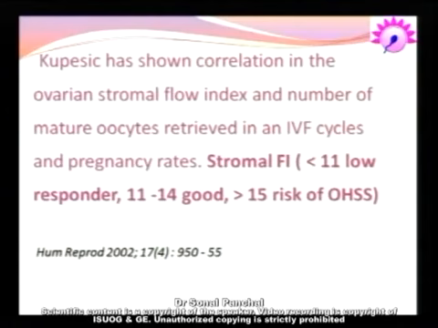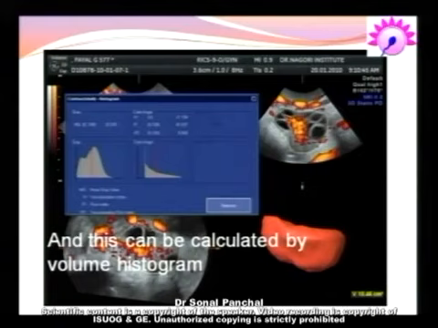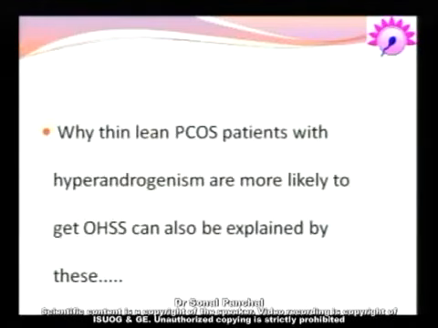Kupesic has taken 3D power Doppler volumes and found the stromal FI, and has defined that if the stromal FI was less than 11, the patient would be categorized as a low responder, between 11 and 14 a good responder, and more than 15 would suggest a high risk of OHSS. And this can be done very easily on a volume histogram. It doesn't consume much time once you have taken your volume.